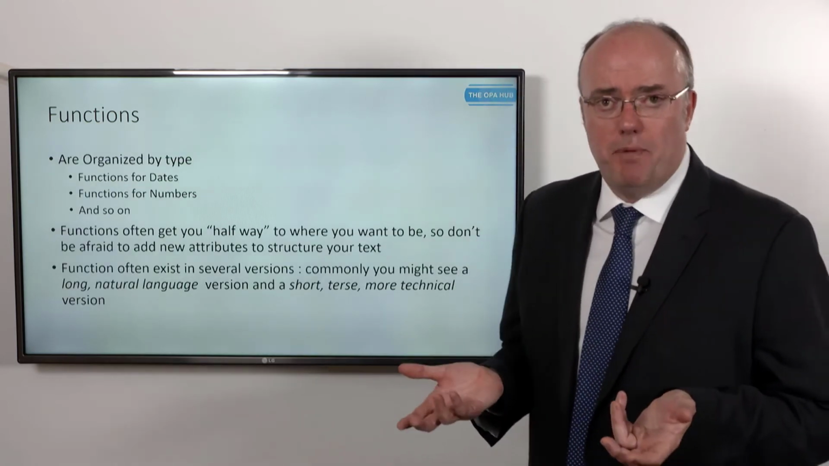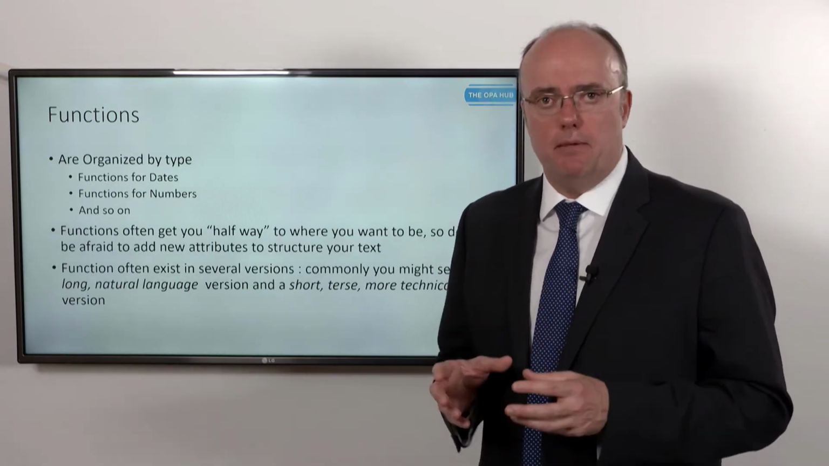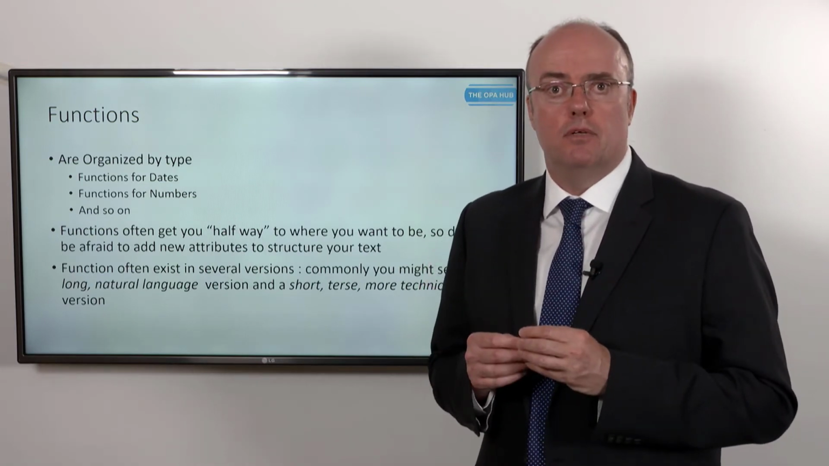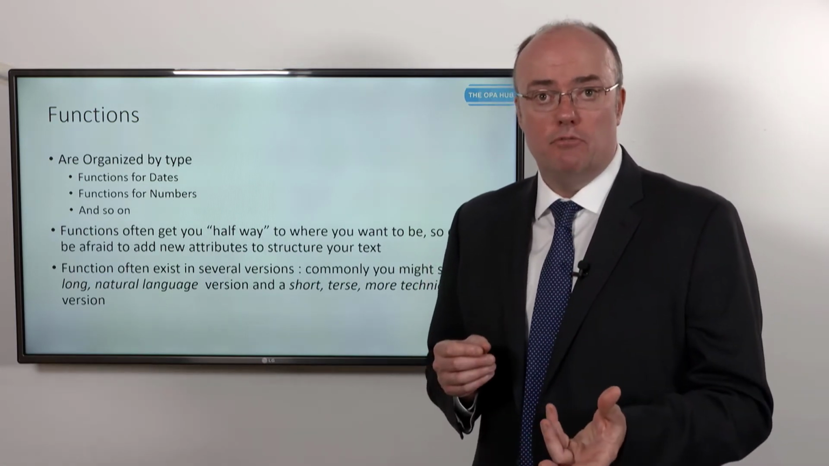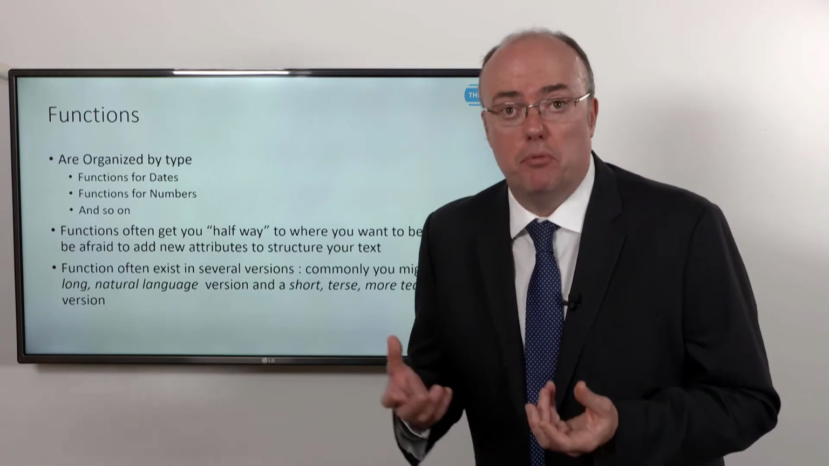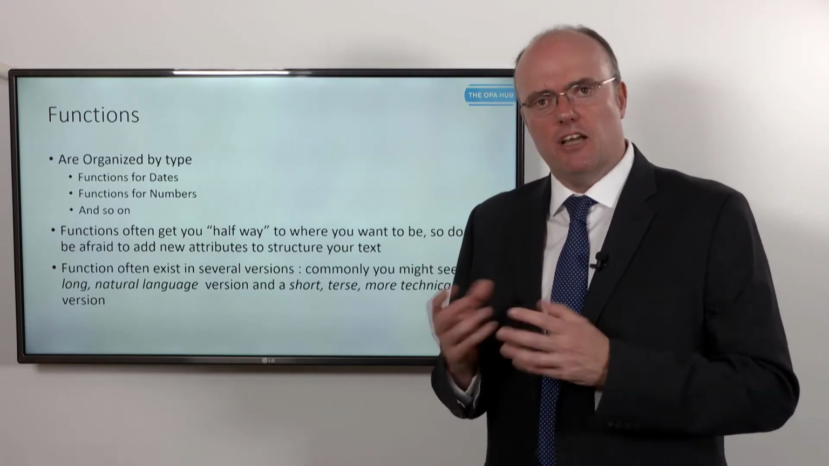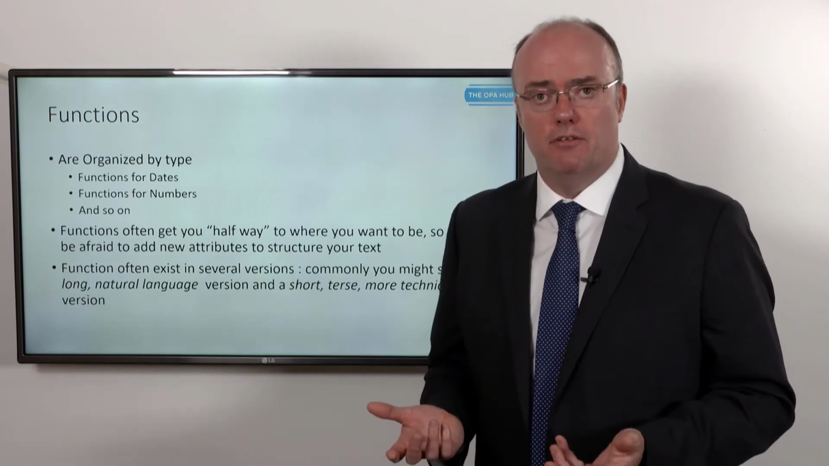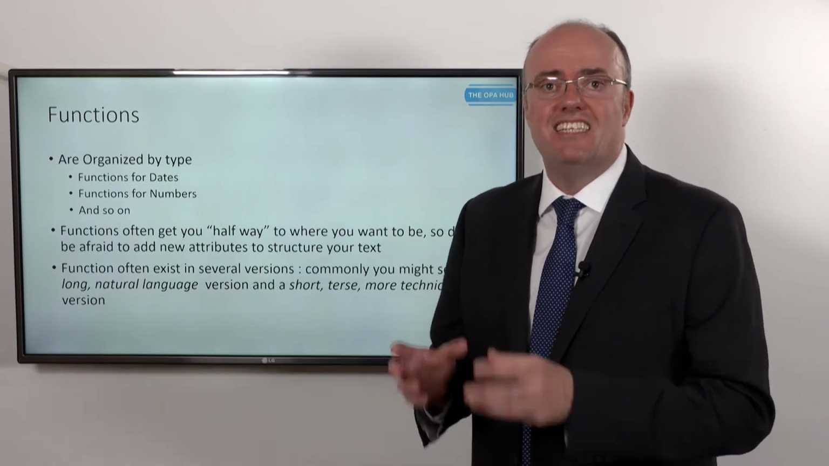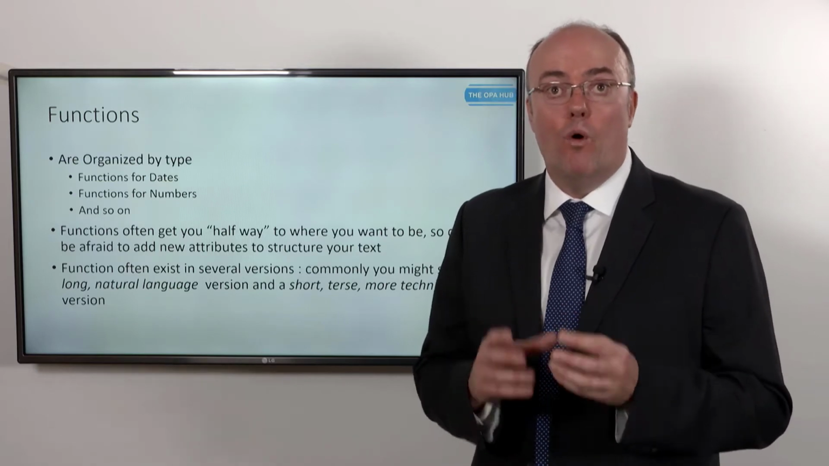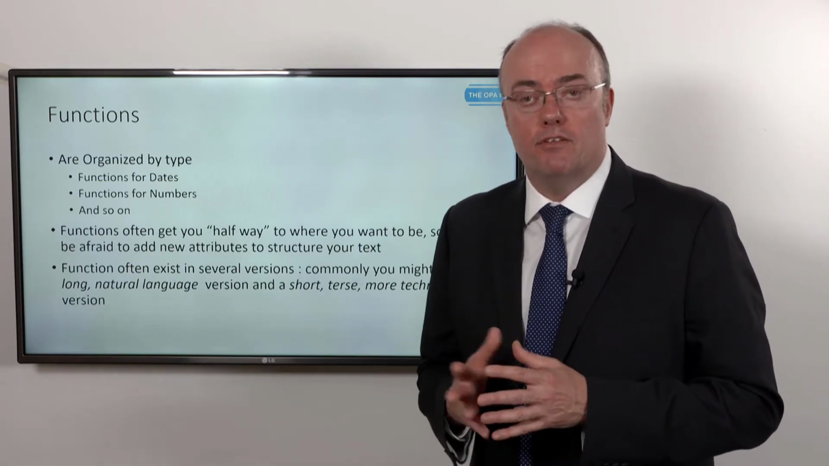Functions, as you'd expect, are organized by type of attribute. So if you have a date attribute, there's lots of calculations you probably want to do with it. If you have a number attribute, the calculations you want to do with it are probably slightly different. So each group of functions is dedicated to working typically with one type or maybe one or two different types of attribute.